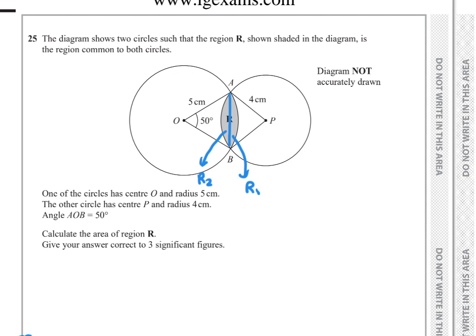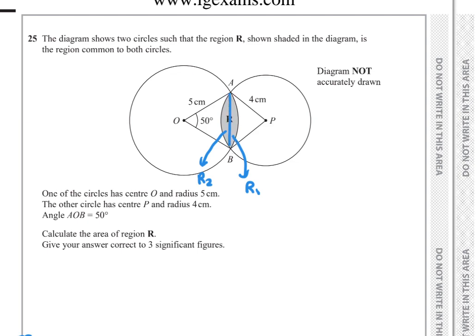And we can find the area of region 1 by subtracting: area of sector minus area of triangle. And we can do the same for R2, region 2: area of sector minus area of triangle. But for region 2, we don't have this angle. So to find this angle, we need to find AB.